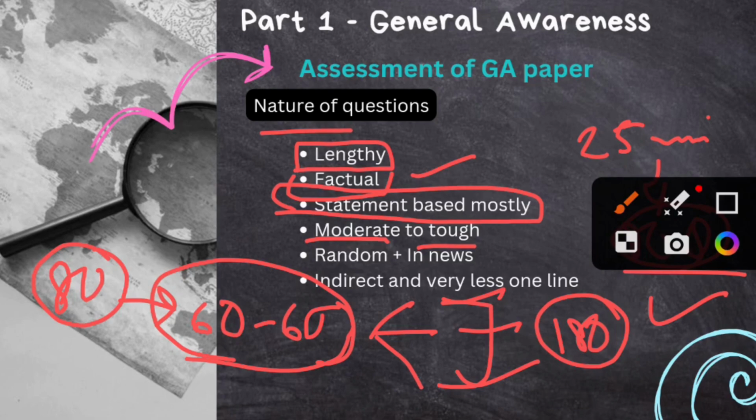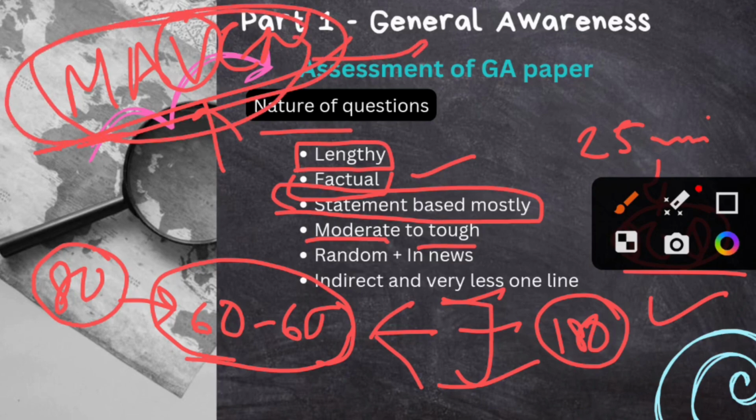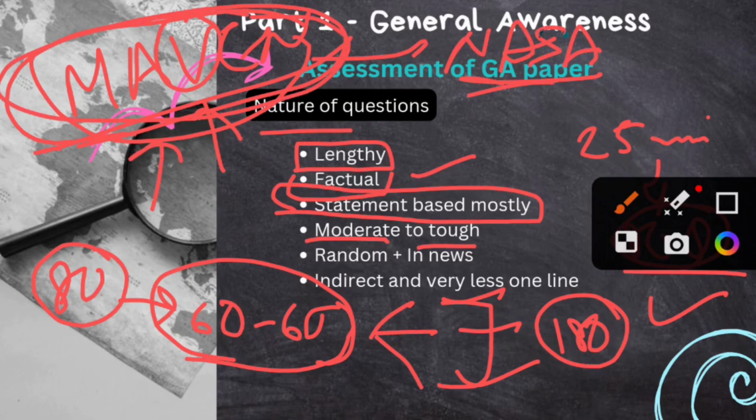For example, they asked you about the Maven mission of NASA, and they asked what is the full form of V in Maven. So something of that sort. Even if you know that Maven is related to NASA, this would not suffice. You need to know the full form of all five alphabets of Maven. So these kinds of questions make the paper tricky and difficult.